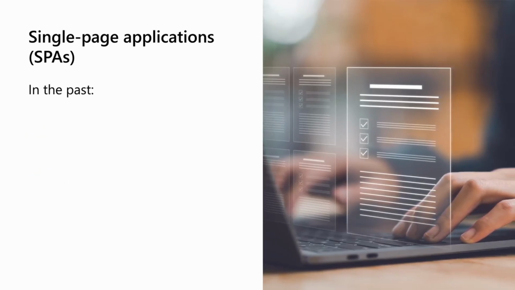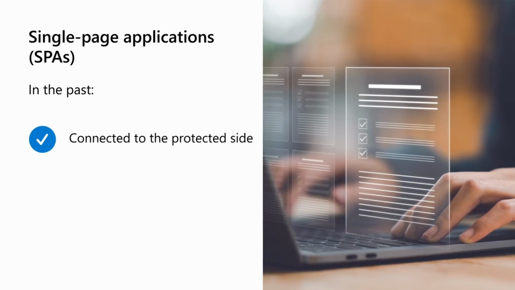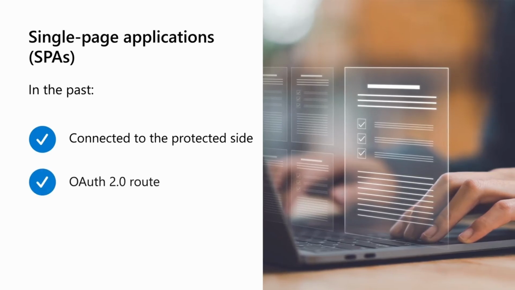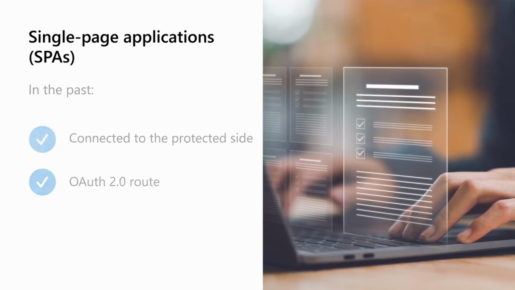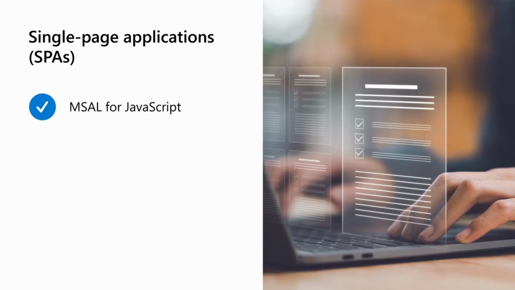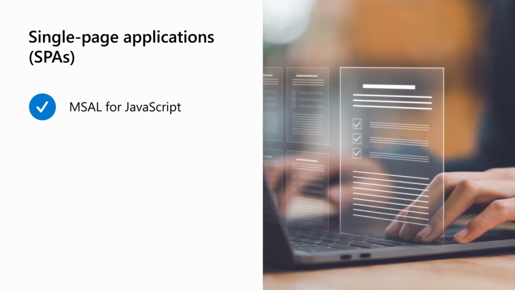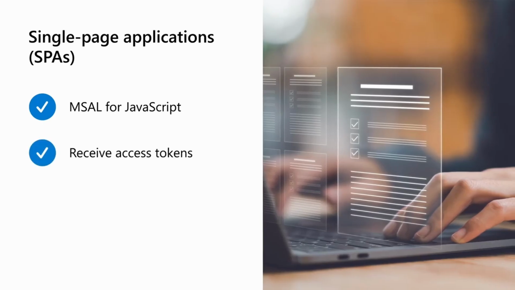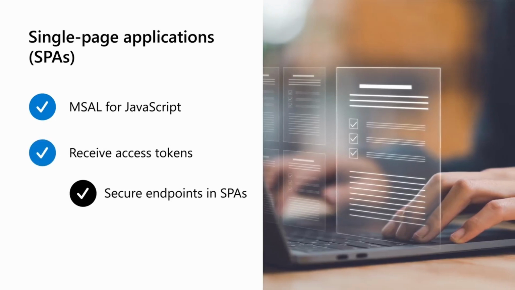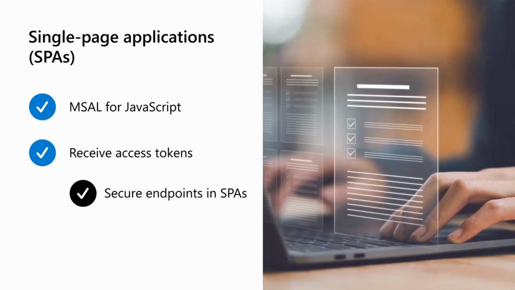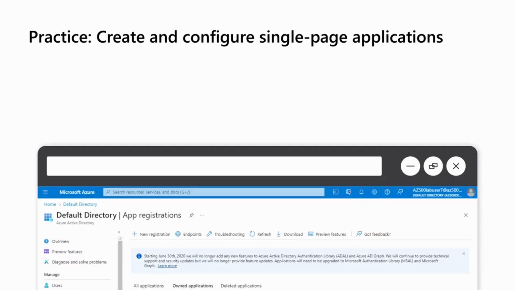In the past, these apps connected to protected sites using the implicit OAuth 2.0 route to authenticate and get an access token. The Microsoft Authentication Library, also called MSAL or JavaScript, is the most convenient way to use the Microsoft Identity Platform for authentication and to receive access tokens to authorize requests to secure endpoints in SPAs. You learned theoretical concepts and reinforced your learning by engaging in a hands-on exercise to create and configure single-page applications.